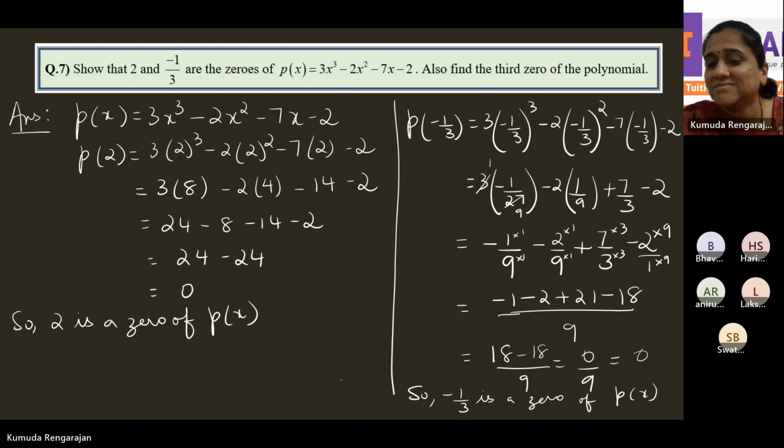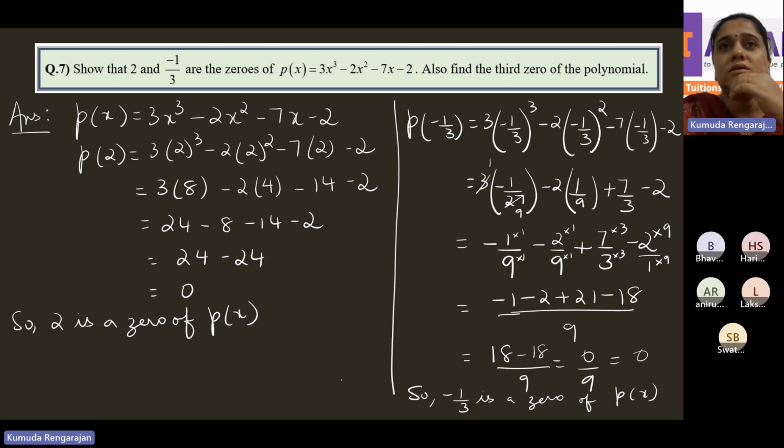You can substitute each number, starting from 0. That is the trial and error method. That is, you will try P of 0, 1, minus 1, 2, minus 2. That's what you're saying, Swati? Yes, ma'am. Yeah, that's called the trial and error method. Yes, you can do that.